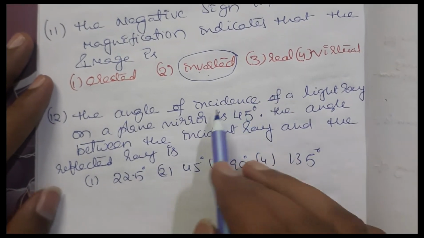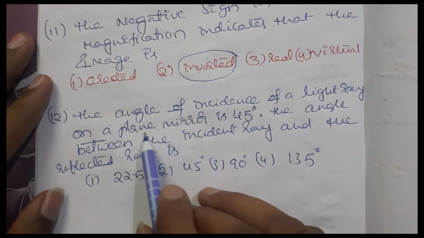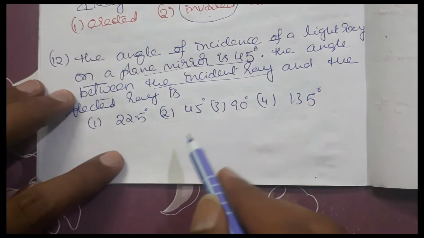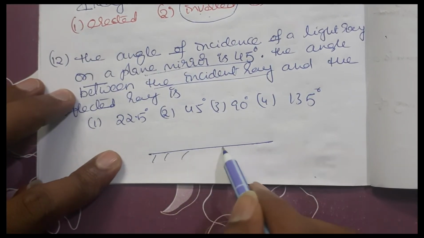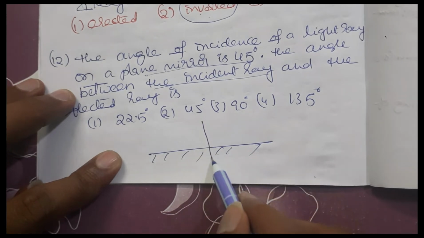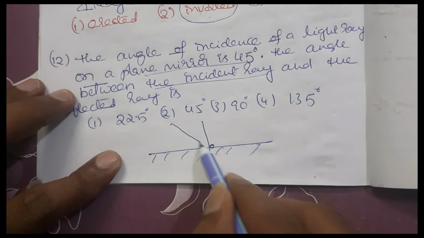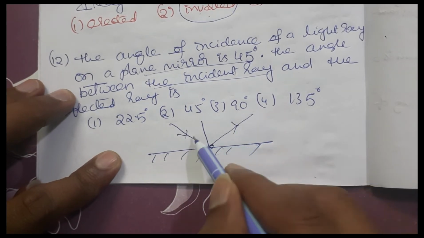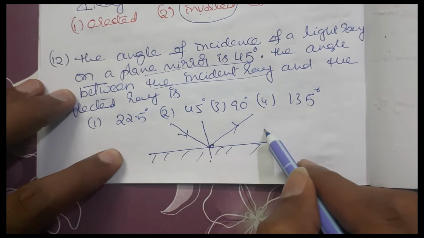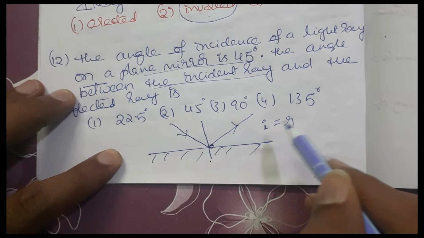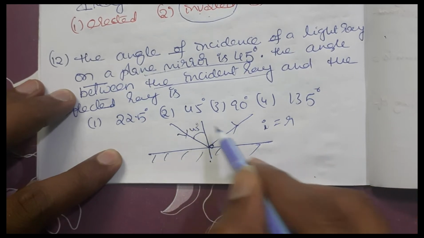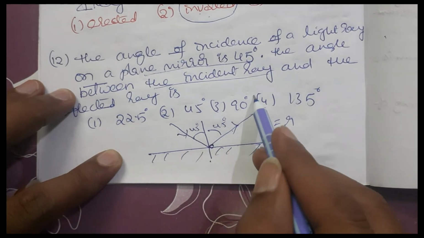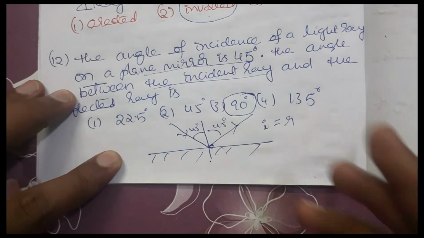Next, the angle of incidence of a light ray in a plane mirror is 45 degrees. Then what is the angle between the incident ray and the reflected ray, students? For example, it is a plane mirror, and this is a normal, and this is the angle of incidence and the incident ray, this is the reflected ray. So you know, from the law of reflection of light, the angle of incidence equals the angle of reflection. It is given as 45 degrees, then this will also be 45 degrees. Then the angle between the incident ray and the reflected ray is asked, so it is 45 plus 45, which is 90 degrees.